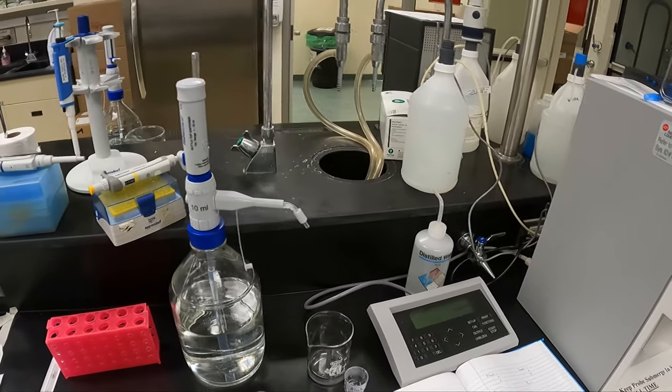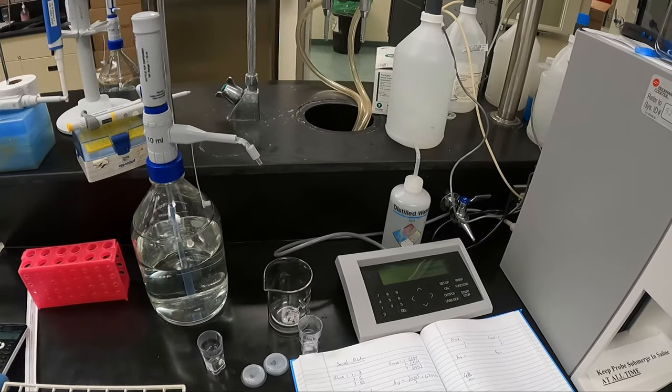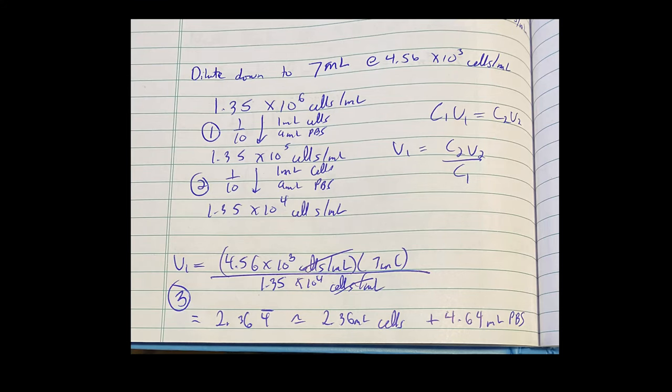Before we get started, let's review the calculations one more time. So you can see we require 7 mils of a 4.56 times 10 to the 3 cells per mil solution. When I counted my cells, I determined there was 1.35 times 10 to the 6 cells per mil. The way I do my serial dilutions is I always do 1 in 10s until I get in the vicinity of where the final concentration will be. If 1 in 10s is too much, I could always do a 1 in 5, a 1 in 2, but I never go larger than 1 in 10.